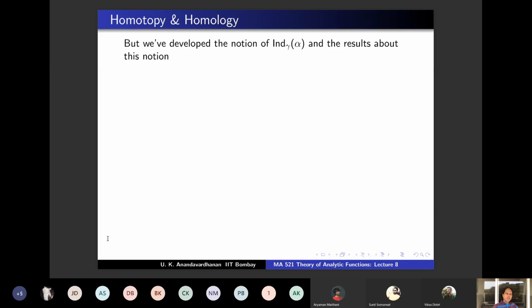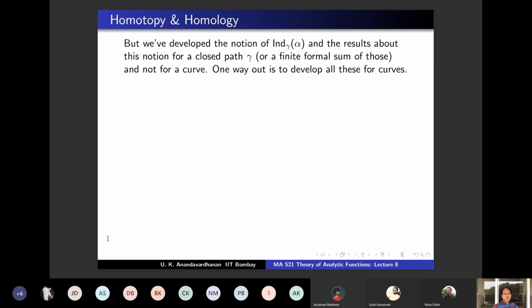So we have developed the notion of index and the results about this notion for a closed path gamma or a finite formal sum of those, which we call a cycle, and not for a curve. Continuity was not enough. We wanted piecewise continuous differentiability. So one way out is to develop all these notions for curves. That can be done. You can define the index for a curve by doing some approximation using piecewise differentiable curves, etc. And you can prove that lemma also. So this is an exercise in Rudin that you can develop these notions for curves.